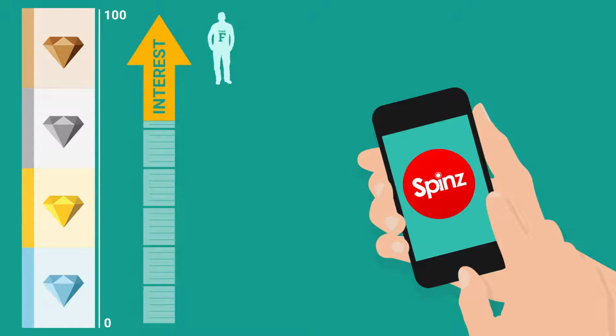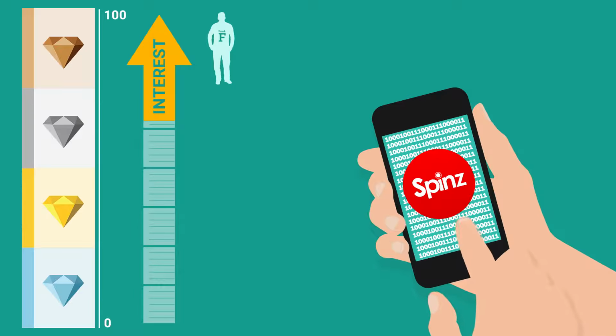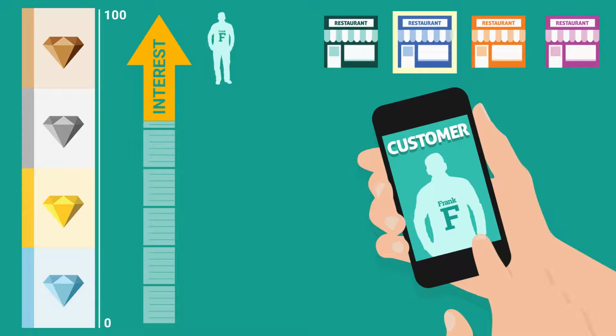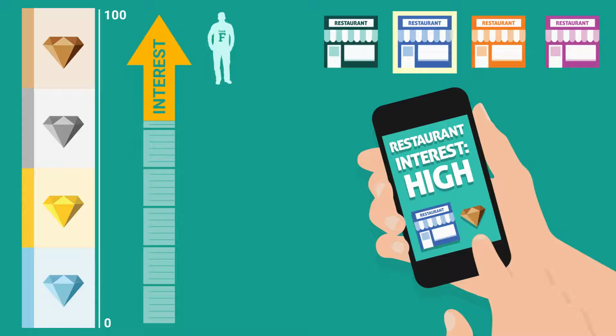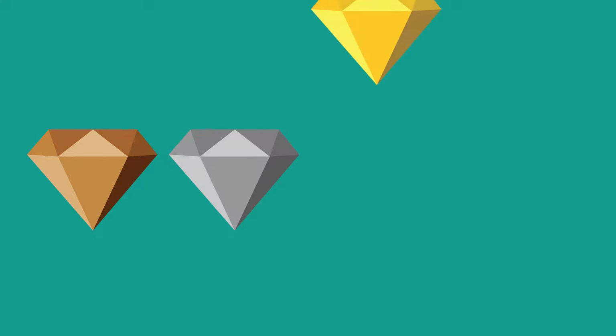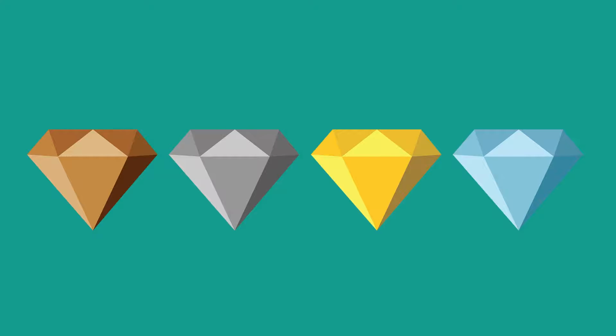Each time a customer hits the Spin button, our system uses an algorithm to select from the available Spins restaurants in the area and then picks a deal based upon where that customer is on that restaurant's Find scale. You should have bronze, silver, gold, and platinum deals set up in your account.